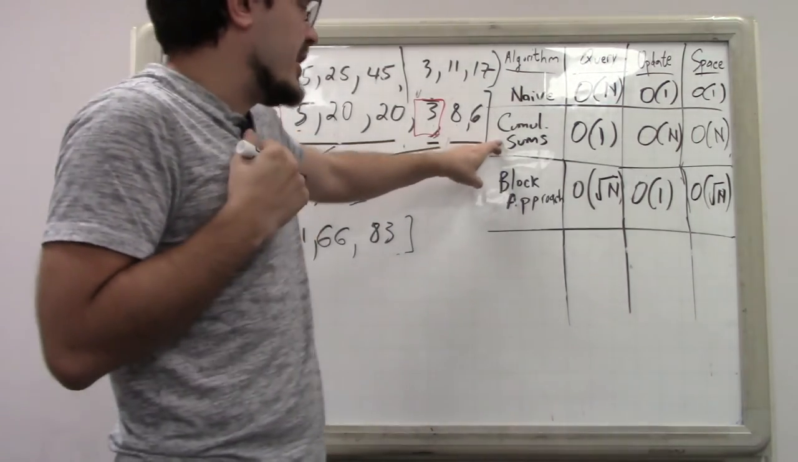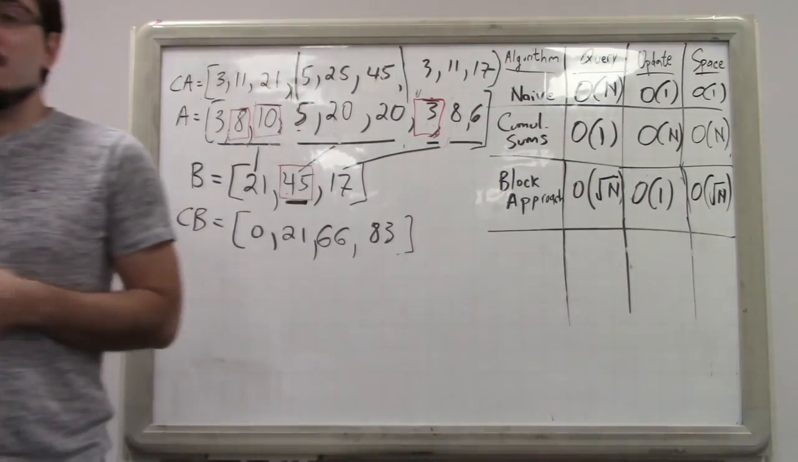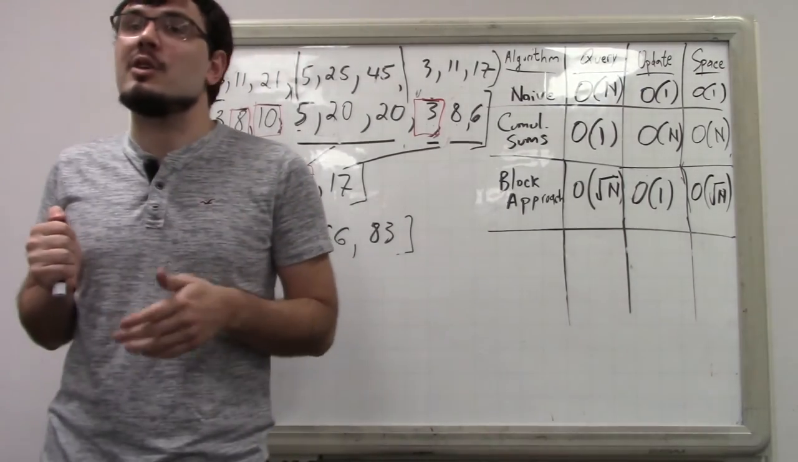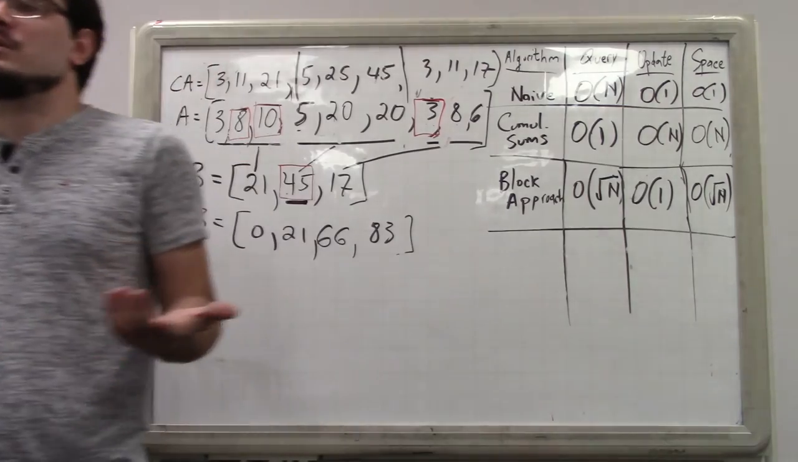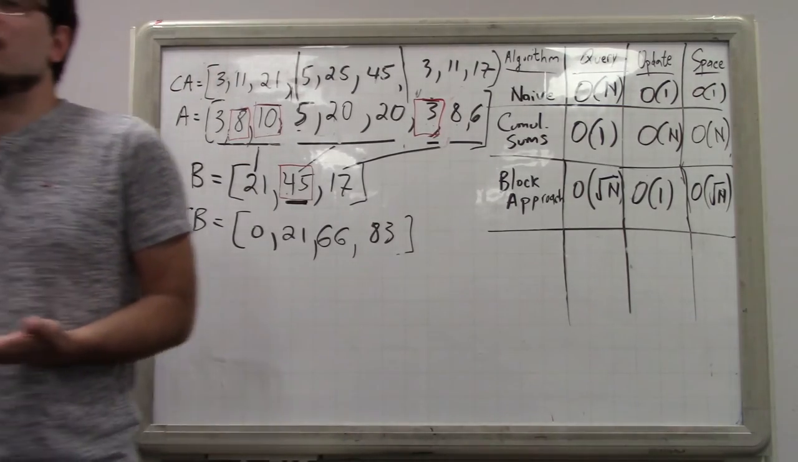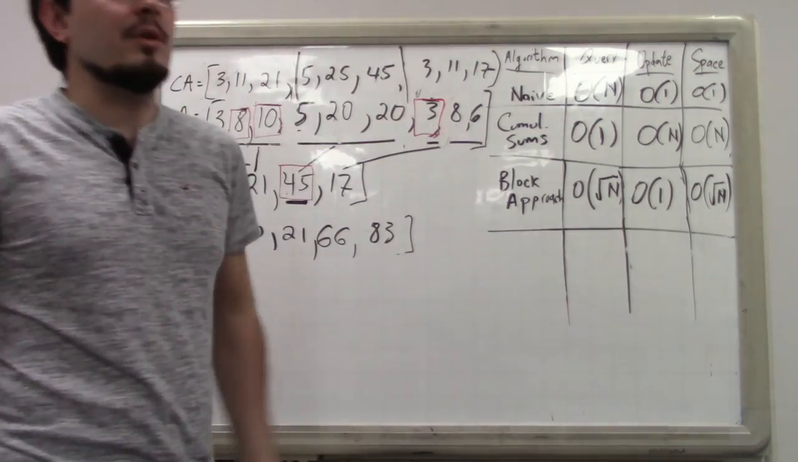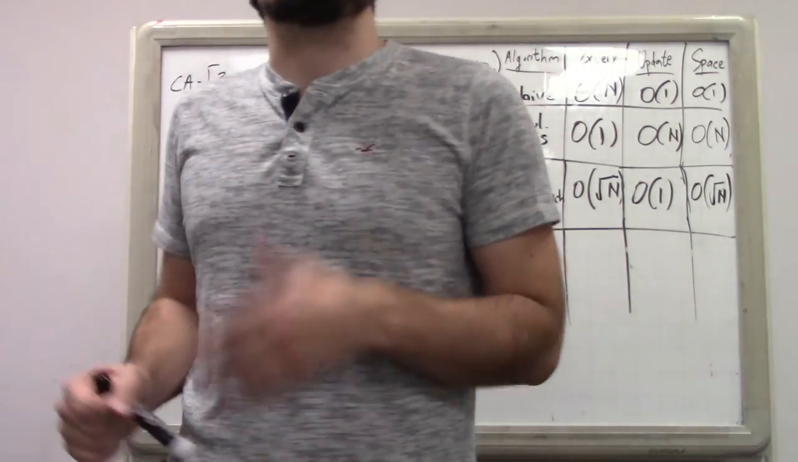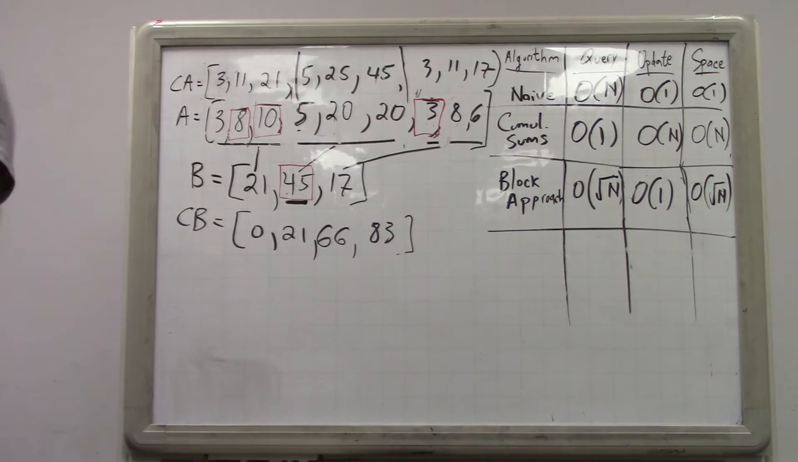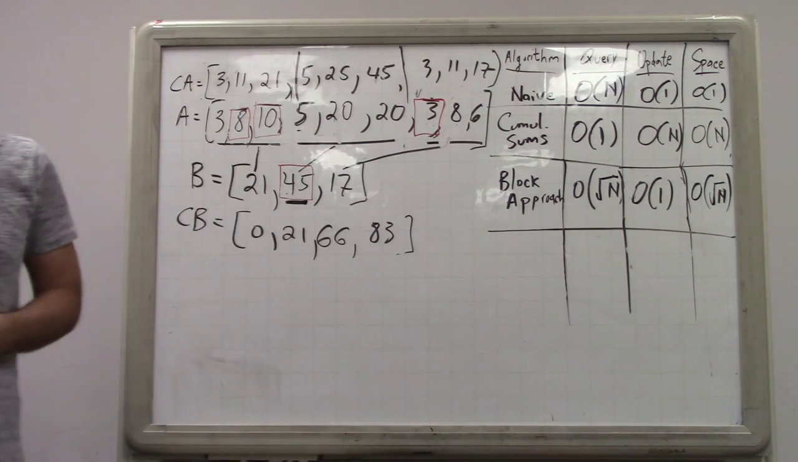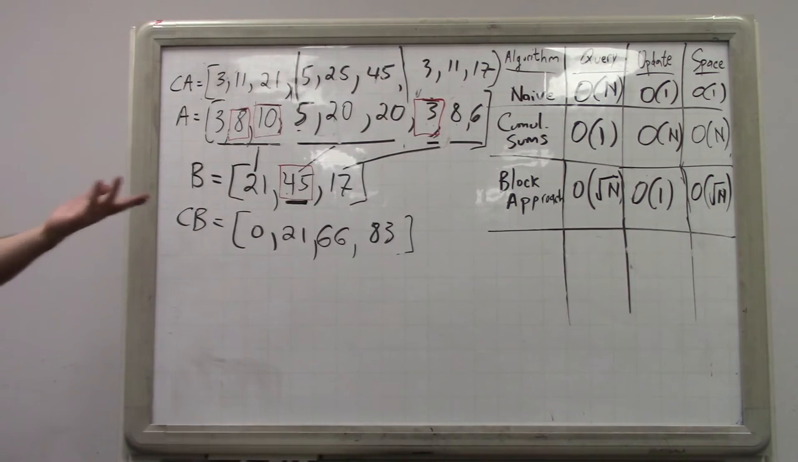And by the way, this whole approach of cumulative sums only works for invertible operations like addition and so on. If you have something like max, then you can't even use this approach. There's no way to use the cumulative sums approach, whether this one or any of them, for a non-invertible operation such as max. Think about how you would use this operation for max.